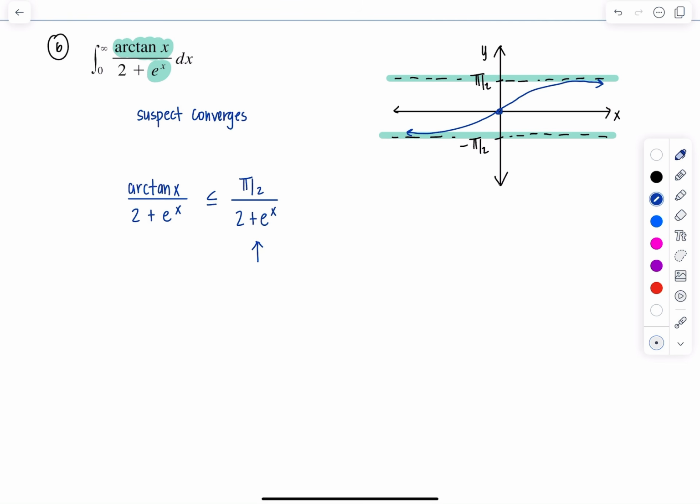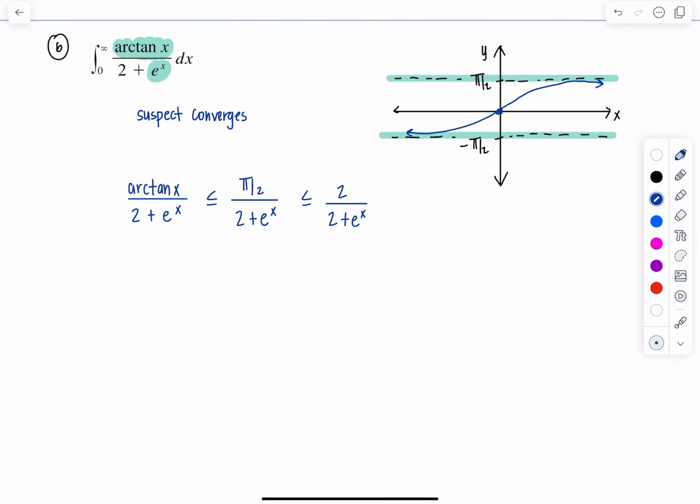That's not the one I want to integrate. And I can't stop at p series, so I'm going to have to come up with something that I'm actually going to integrate. This is not it. I'm not loving it. I don't want pi over 2. It's just ugly. Pi over 2, you know, is about 1.5 blah, blah, blah. So I could say this is less than or equal to 2 over 2 plus e to the x.